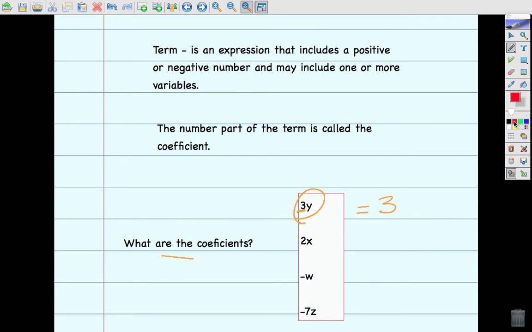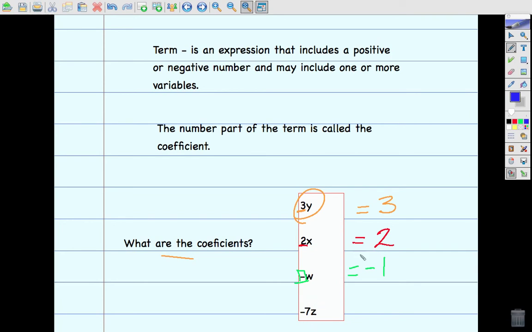My coefficient in 3y is going to be 3. My coefficient in 2x, just the number, is just 2. My coefficient in negative w: we always know that w has a coefficient of 1, but because it's negative, my coefficient will then be negative 1. And our last one is negative 7.